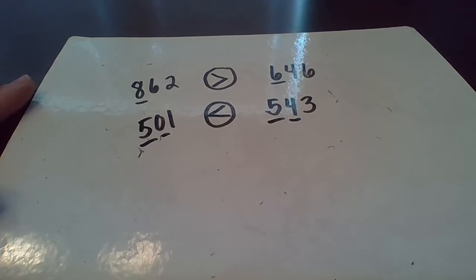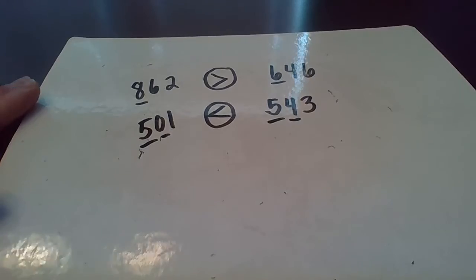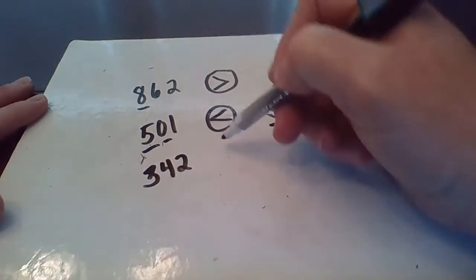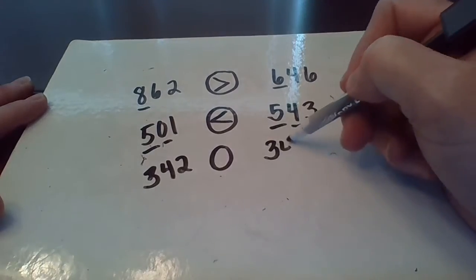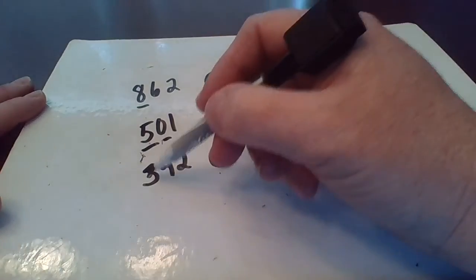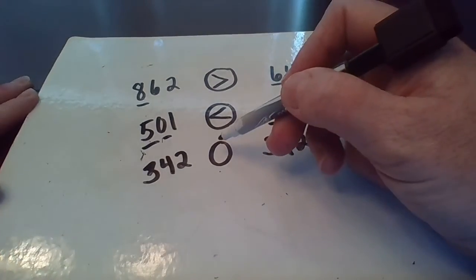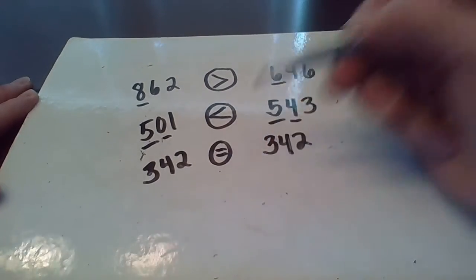Now remember, sometimes we can create equal numbers that we're comparing. If we have the same number on both sides, we look and we figure out that those two numbers are equal to each other.